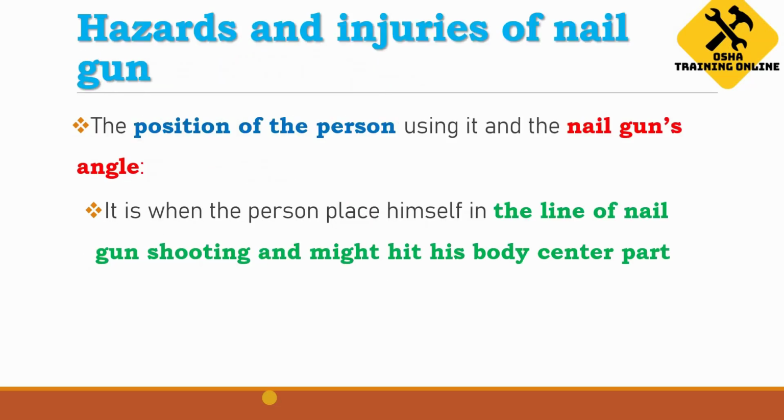Now the next question is what are some of the hazards and injuries of nail guns, and what are some of the circumstances in which a person or operator can get injured.